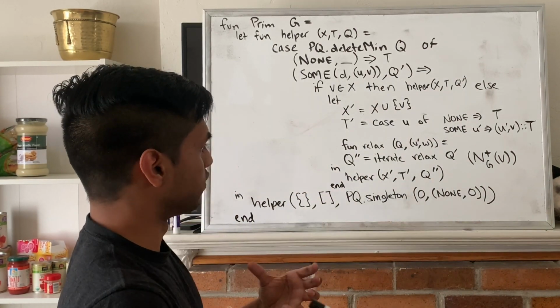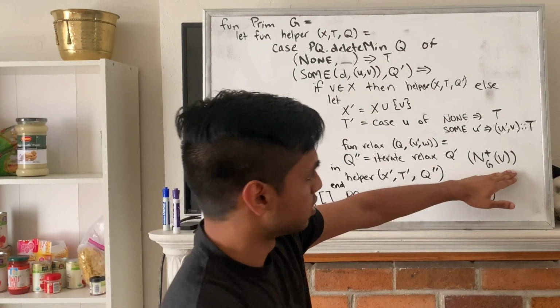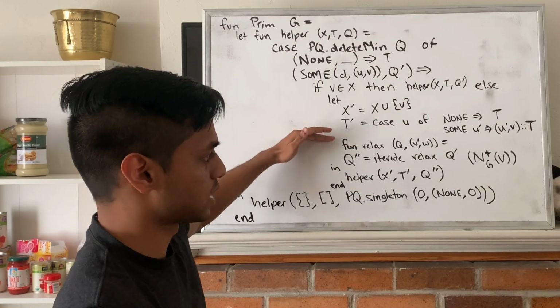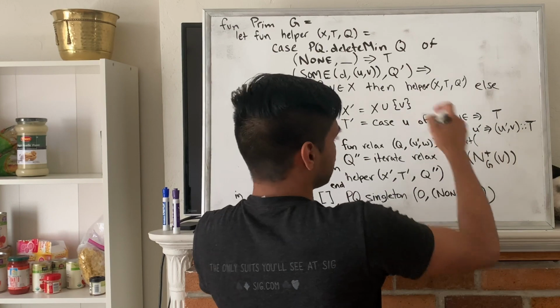And now that we've visited this vertex, we want to add all of its out neighbors. We want to add all the out neighbors of V back into the priority queue. So how do we do this? We want to define our relax function, just like we did in Dijkstra's algorithm, by just inserting into our priority queue. We're going to insert into Q prime.